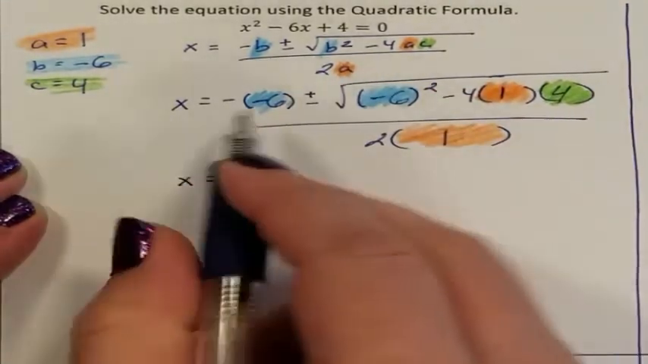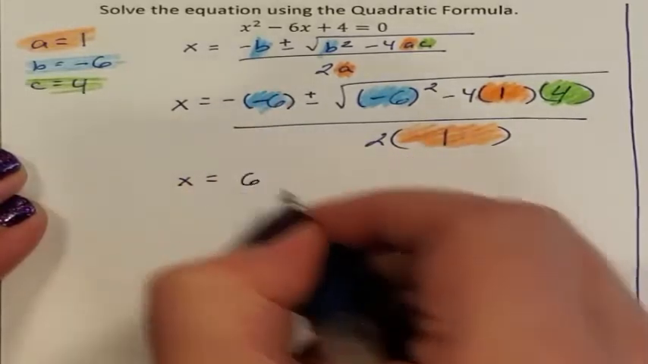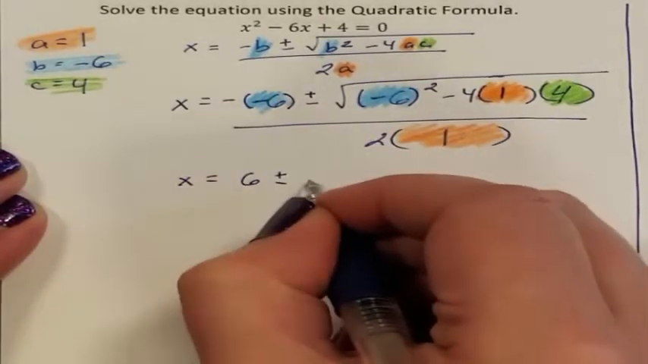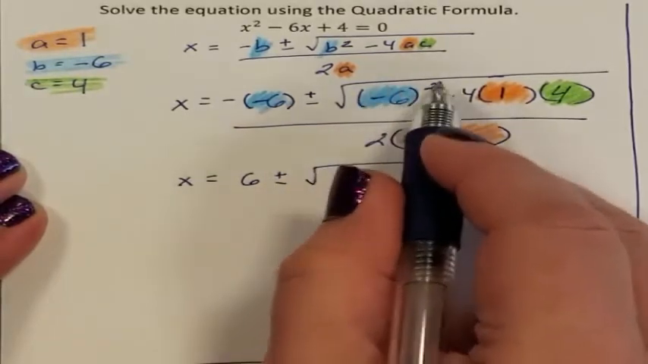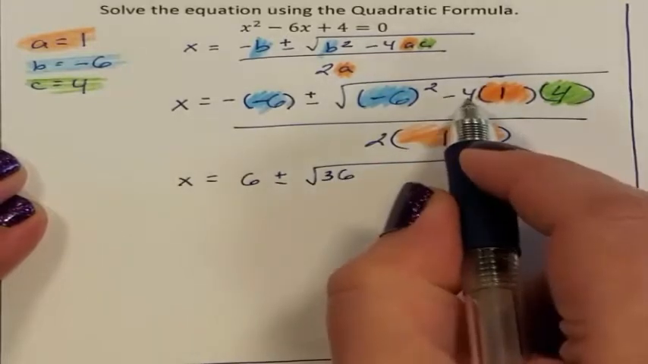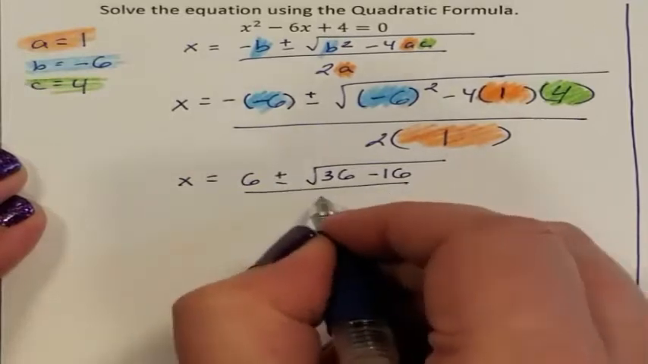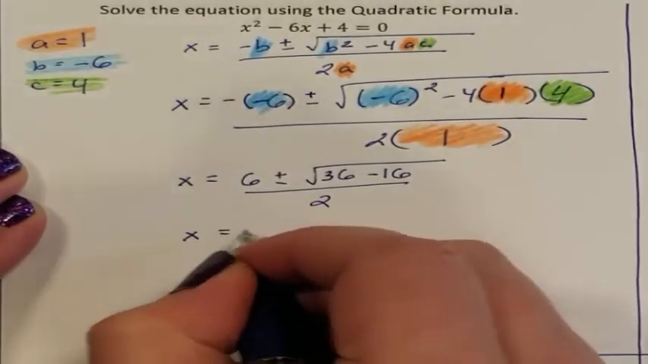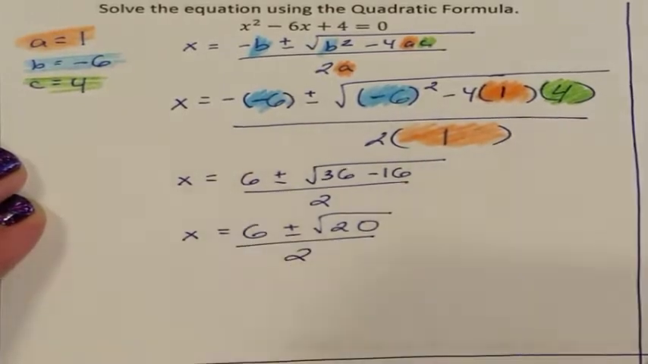So simplifying, we have the opposite of negative 6. The opposite of negative 6 is a positive 6, plus or minus the square root of the entire quantity: negative 6 to the second power is 36. Negative 4 times 1 times 4 is a minus 16, all over 2. So we have x equaling 6 plus or minus the square root of 20 all over 2.